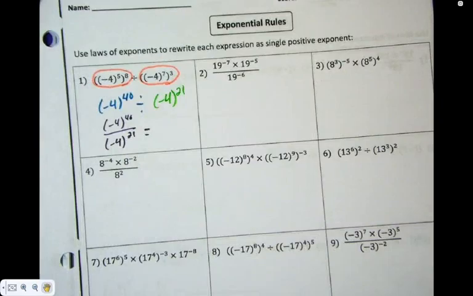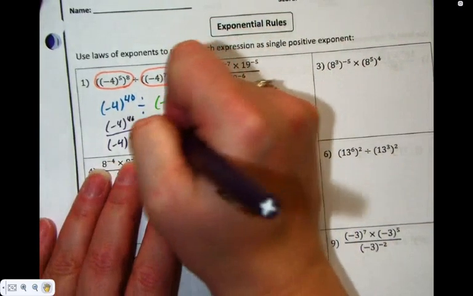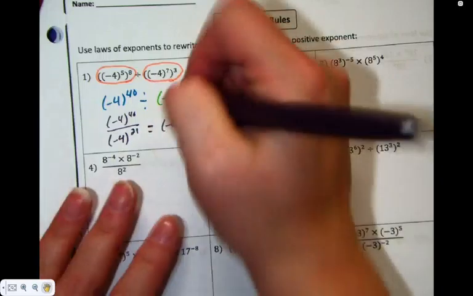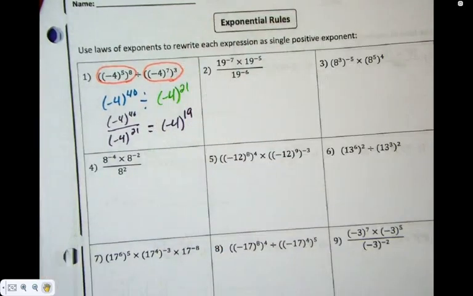With stacked, it's a little bit easier to see we're dealing with quotient law because we're dividing. And what does quotient law say that we do to the exponents? We don't divide, we subtract. So I'm going to keep the negative 4 in brackets. And I'm going to do 40 minus 21, 19. There's our final answer.